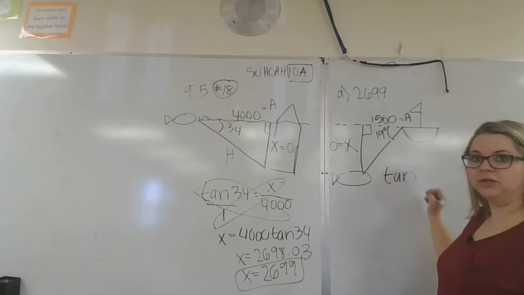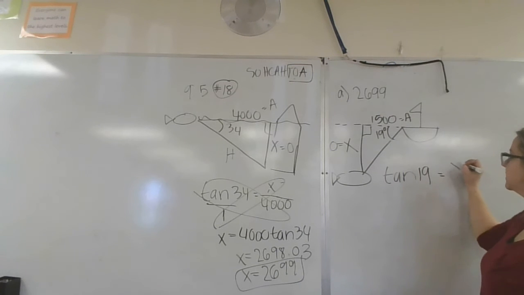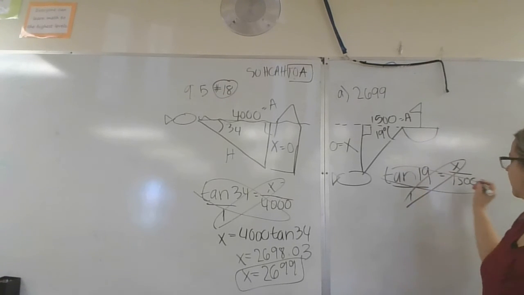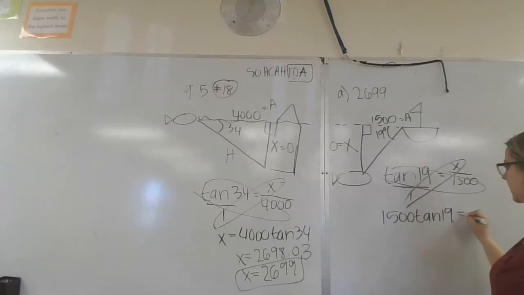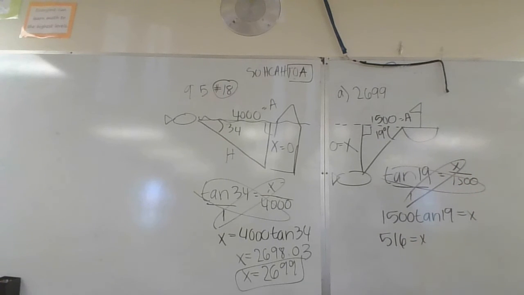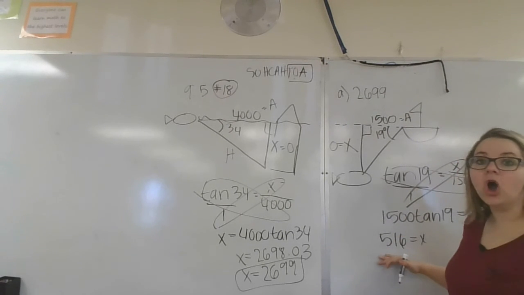Here's tangent of 19 degrees, that's my angle, equals opposite, which is X, over adjacent, which is 1,500. I put that over 1, cross multiply. I got 1,500 tangent 19 equals X. I'm going to stick that in my calculator. Tangent 19. I get 516 meters equals X.